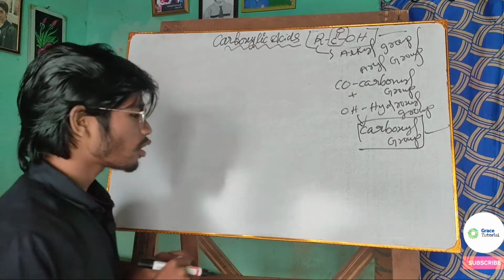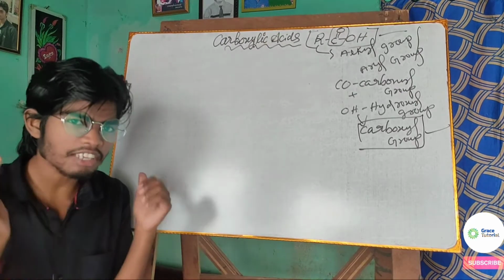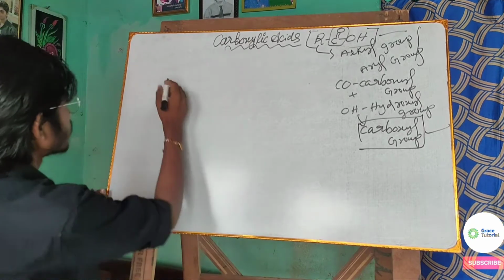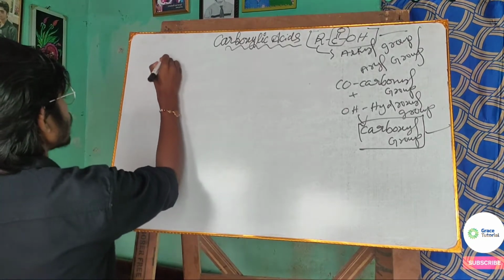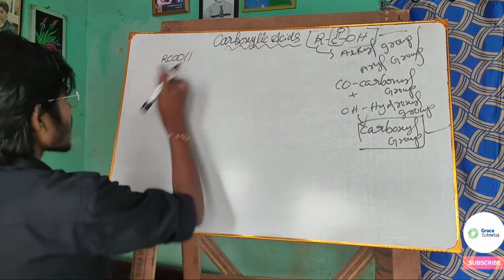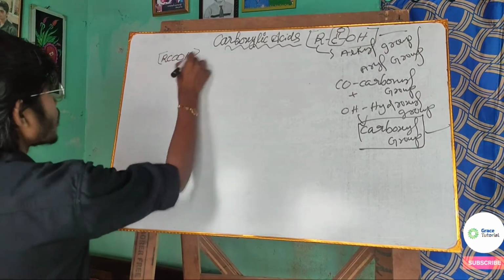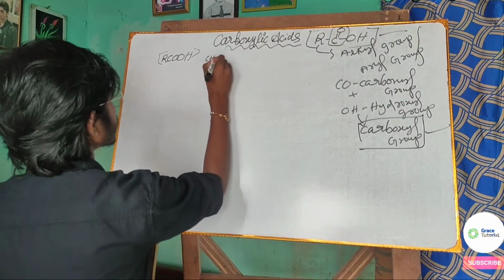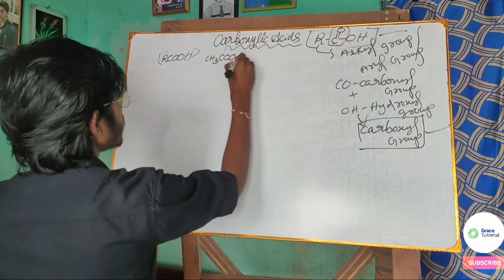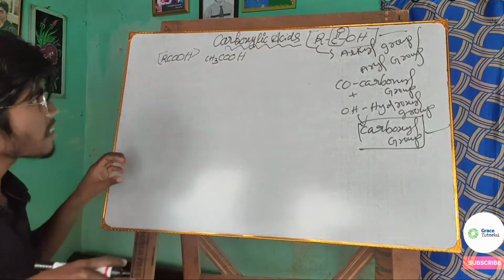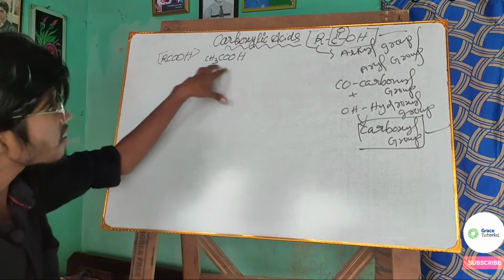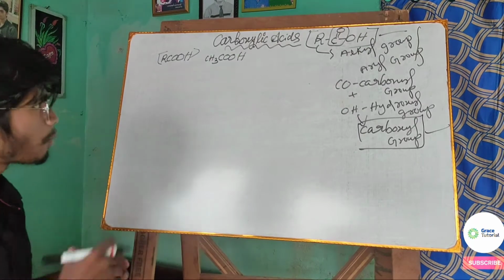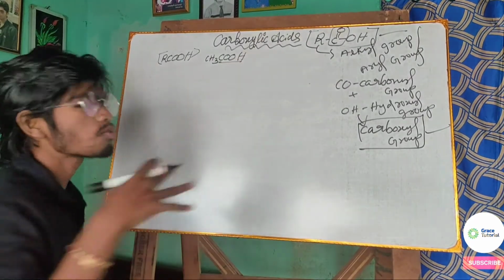Carboxylic acids are classified into various categories on the basis of the number of carboxyl groups attached. Suppose, let me write here, RCOOH. This is the general formula of the carboxylic acid we know. If I write CH3COOH, this is acetic acid, and it comes under the monocarboxylic acid, because here the carboxyl group is one. That's why it is mono.